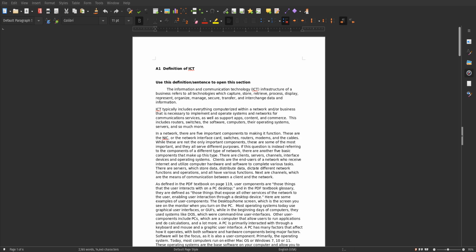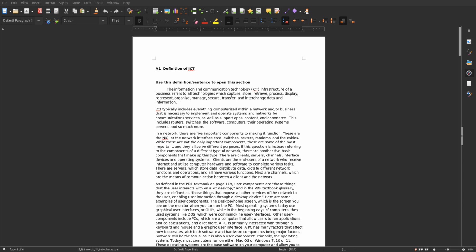Question A1. Definition of ICT. Good. The information and communication technology, ICT, infrastructure of a business refers to all technologies which capture, store, retrieve, process, display, represent, organize, manage, secure, transfer, and interchange data and information. Now, that is a lot to take in, so we'll build on it instead.